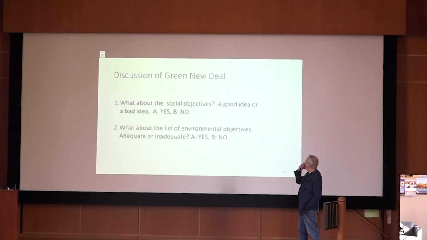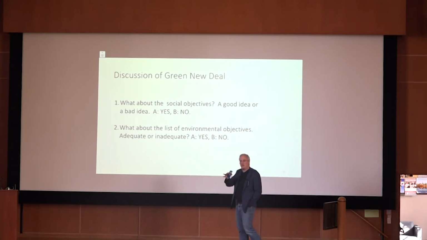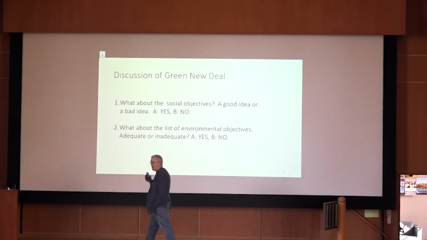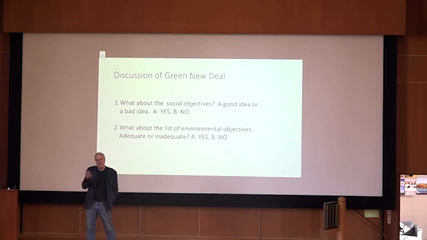And so the question I have for you is, is it a good idea or not to include these social objectives in something like the Green New Deal? And I can see arguments on both sides. And what I'd like you to do first is to actually talk to your neighbors about this a little bit. So let's spend a couple of minutes blabbing about it, okay? A good idea or a bad idea, okay? And what about the list of environmental objectives? Are they adequate or not adequate when you read the Green New Deal itself, all right?